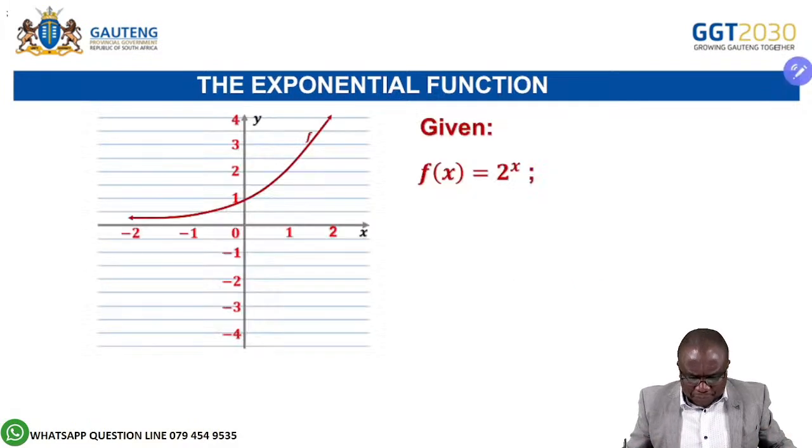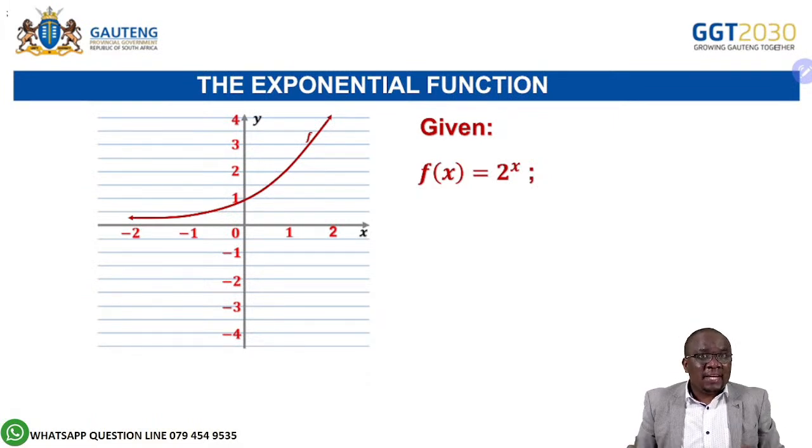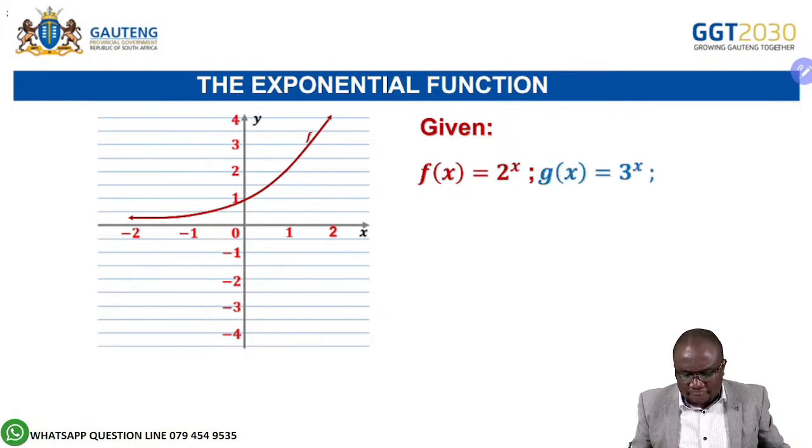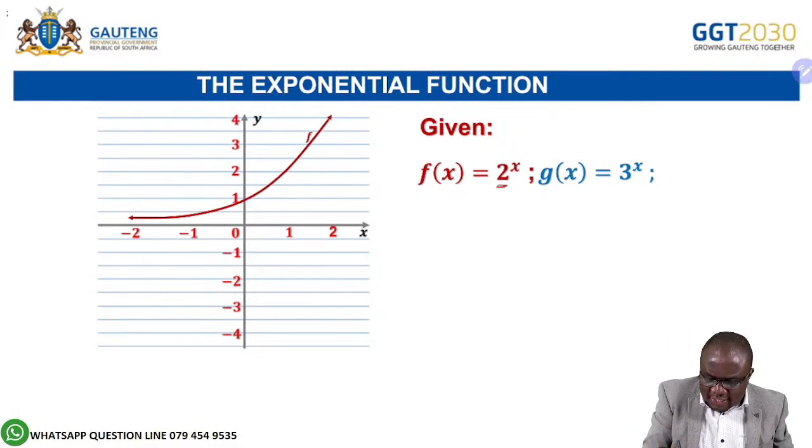Right, now, given the function f of x is equal to 2 to the power x, I want to compare. Now I'm going to give you the other graphs and I'll give you time to copy them, okay? There is this graph, g of x, which is what? 3 to the power x. What has happened here? Our b has changed.